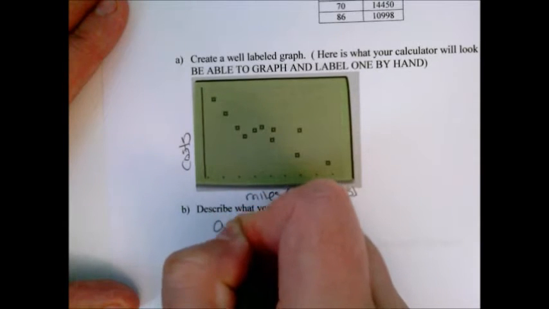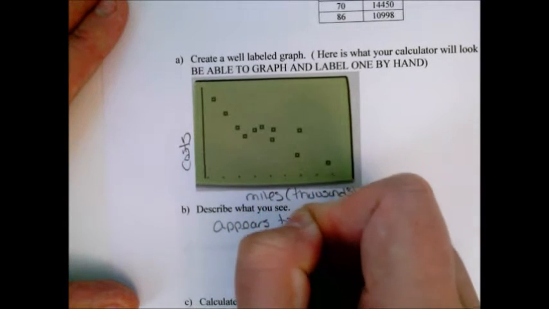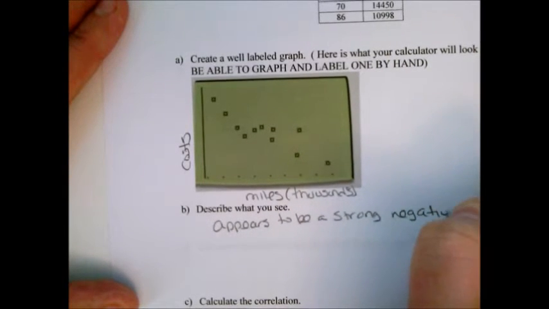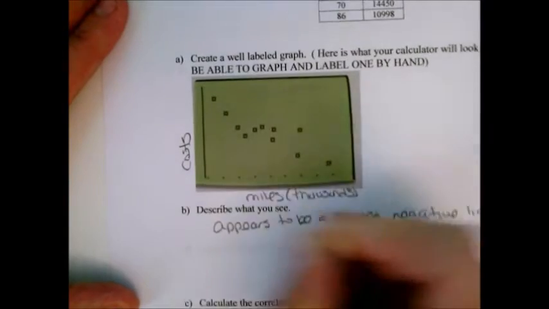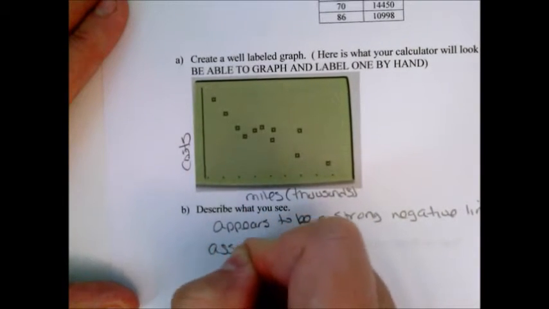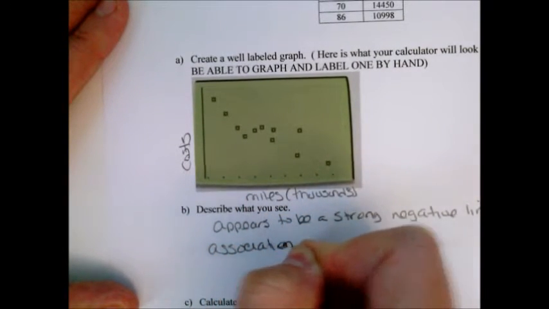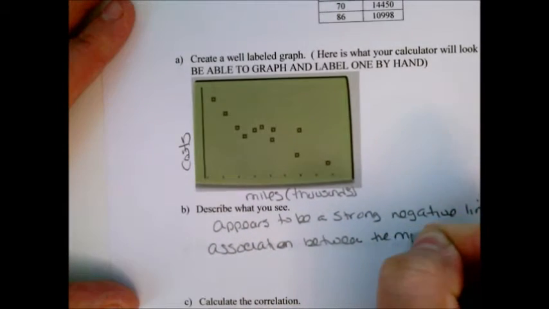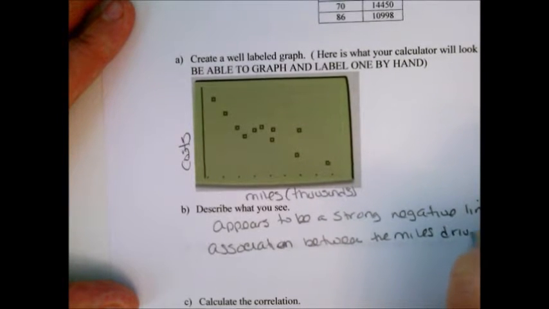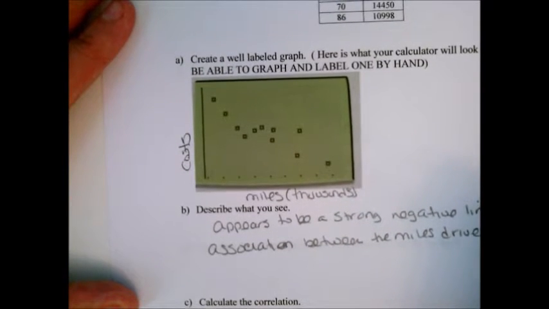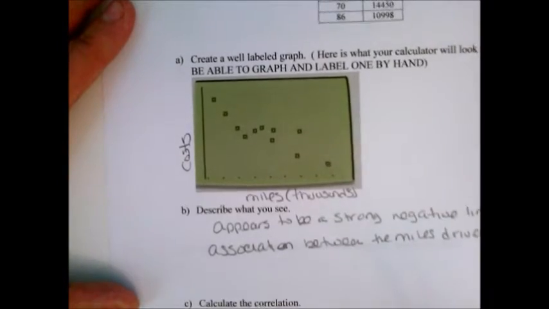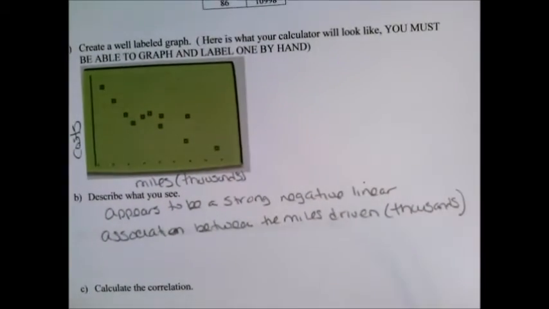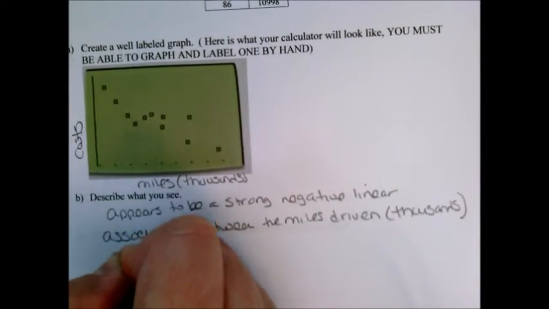So I'm going to say it appears to be a strong negative linear association between the miles driven, and I'm going to put thousands in parentheses just so I'm talking in units and in context, okay, and thousands in advertised costs.